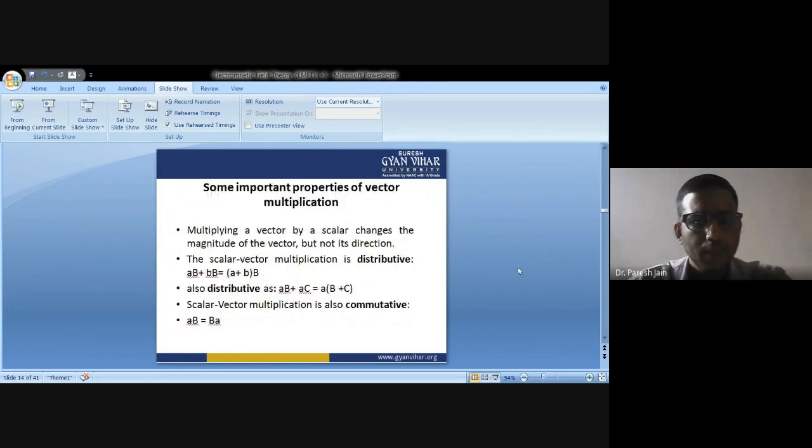Now some important properties of vector multiplication. Multiplying a vector by a scalar changes the magnitude of the vector but not its direction. Scalar vector multiplication is distributive, where a is our scalar quantity and b is our vector quantity.